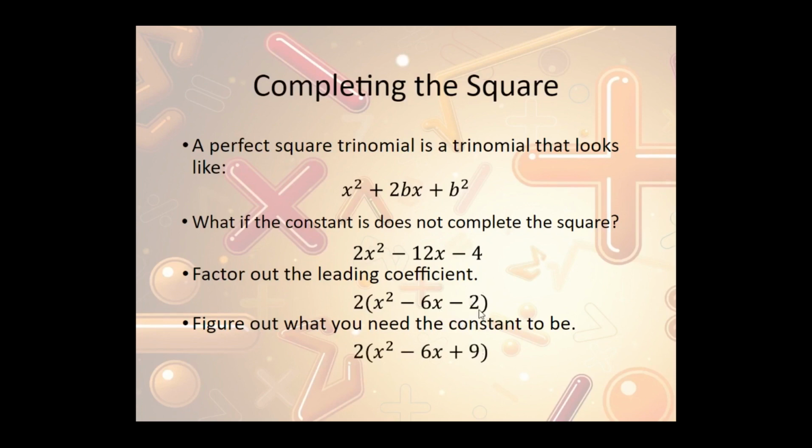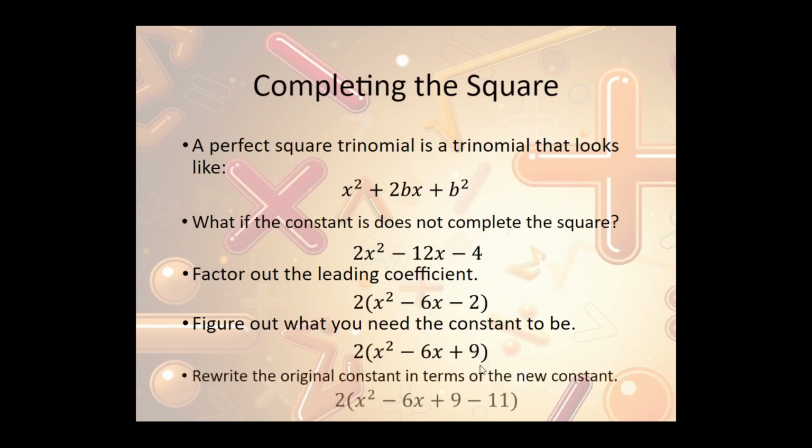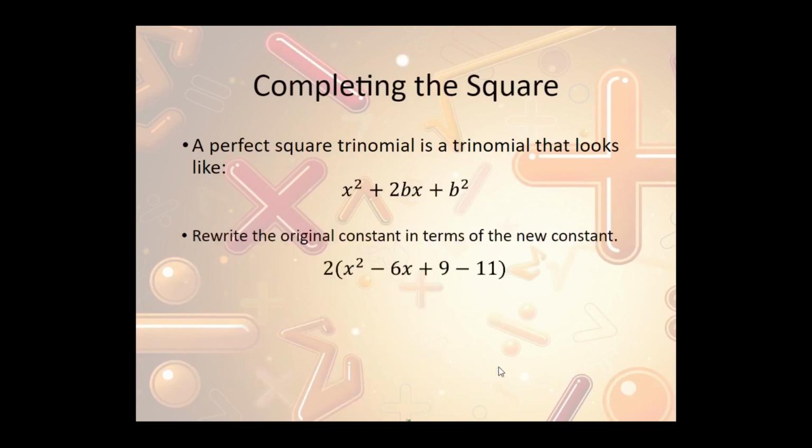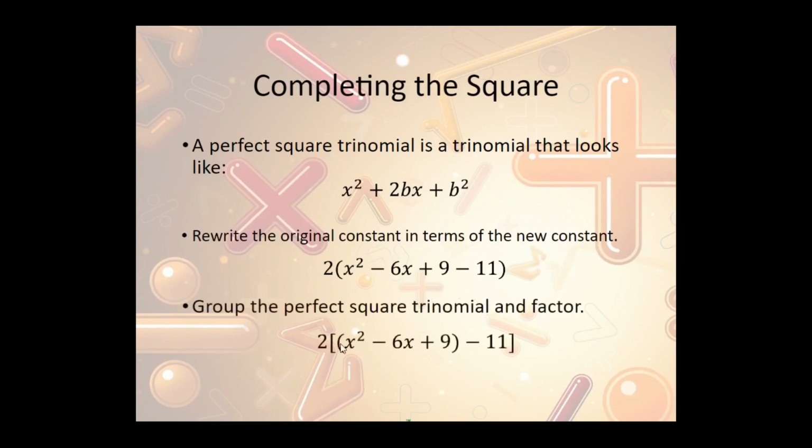But instead we have negative 2, so we need to rewrite this. How do we get from 9 to negative 2? Well, we subtract 11. So now we have 2 times (x squared minus 6x plus 9 minus 11). Now we rewrite it as a perfect square trinomial. So we get x squared minus 6x plus 9, and that becomes (x minus 3) squared. Then we take the other part and distribute the 2 back to it. So 2 times negative 11 is negative 22. So we get 2(x minus 3) squared minus 22.